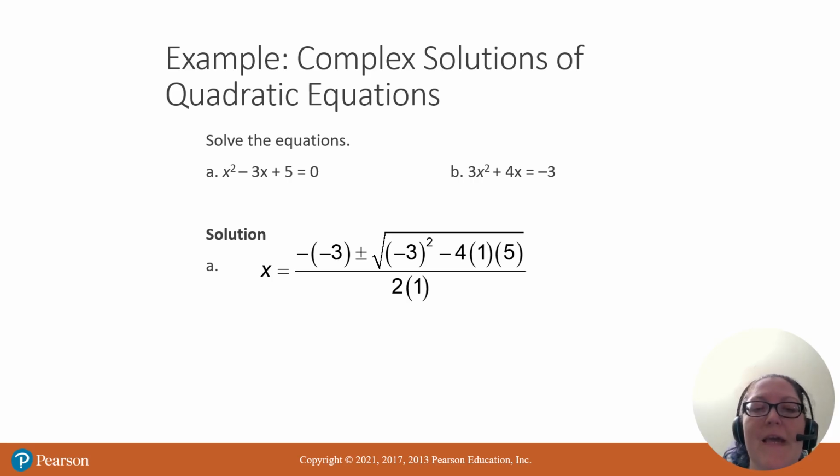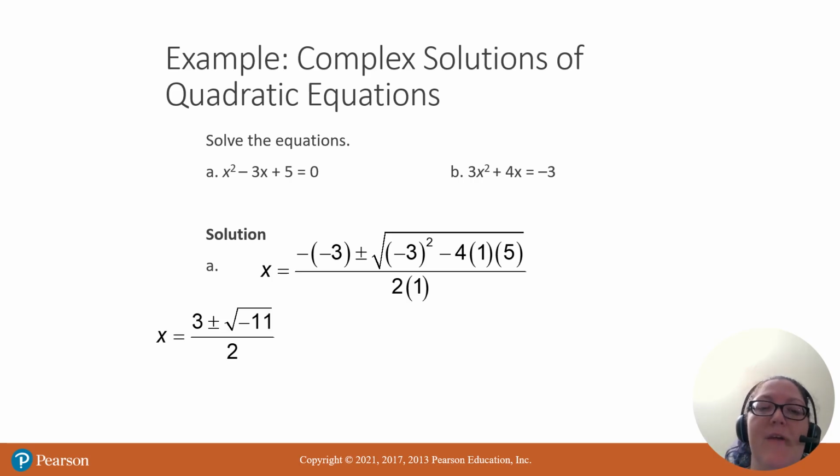And part A, again, I'm going to say negative b plus or minus the square root of b squared minus 4ac all over 2a. So that's going to give me x equals the negative of -3 plus or minus the square root of -3 quantity squared there minus 4 times 1 times 5. And then all of that is divided by 2 times 1.